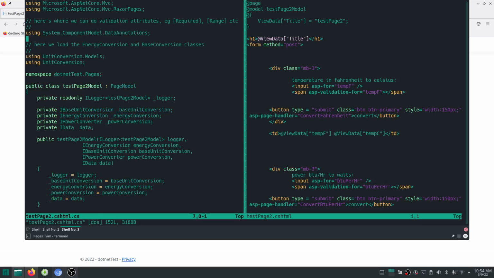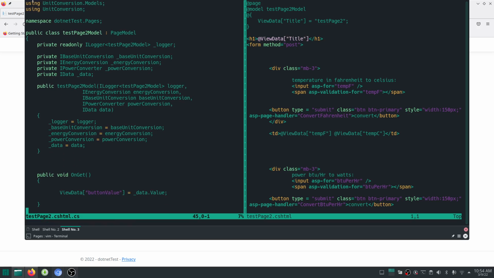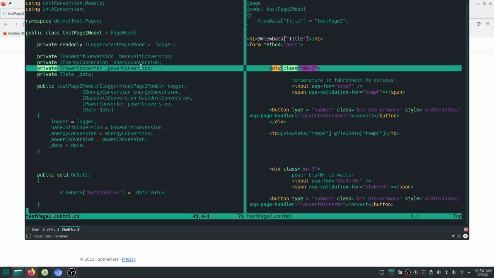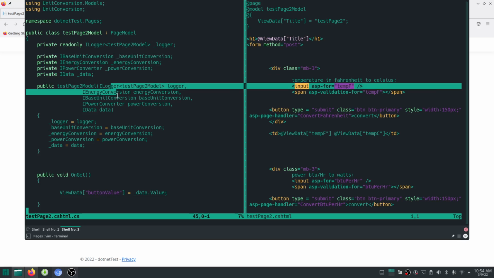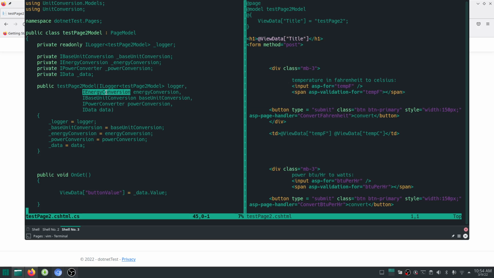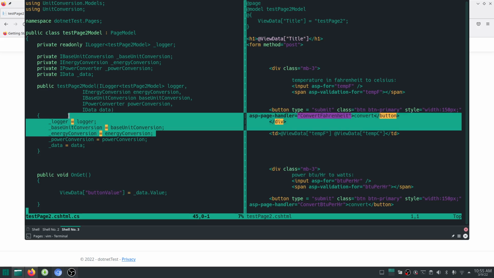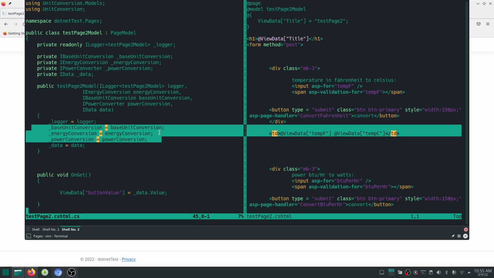Okay, yes. So you see, over here I have my proper dependency injection. So what I put in: base unit conversion, energy unit conversion, power converter. Okay, so these are the interfaces, and these are the attributes: the underscore base unit conversion, power conversion, and energy conversion. And then I use constructor injection right here. I type the objects as the interface, and then we will just put everything in here.